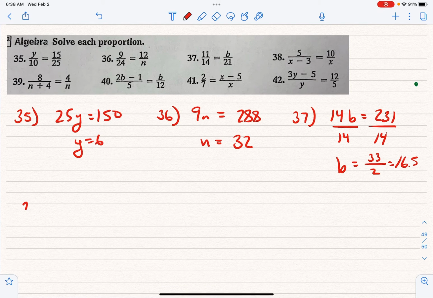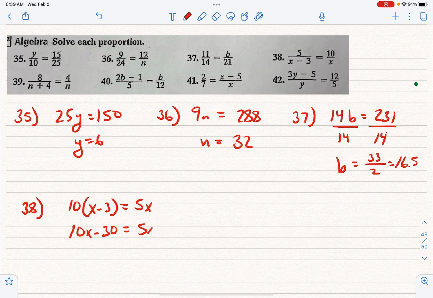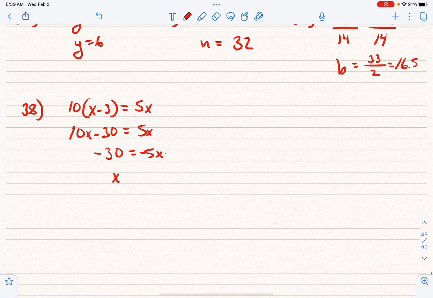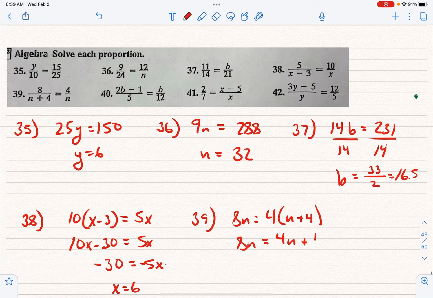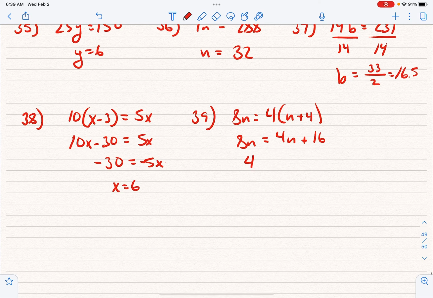All right. 38. Cross multiply, we get that 10 times x minus 3 is equal to 5x. So that gives me 10x minus 30 is equal to 5x. Subtract the 10x from both sides, we get negative 30 is equal to negative 5x. And then when you go ahead and divide, you get x is equal to 6. Okay? 39. Cross multiply, we get that 8n is equal to 4 times n plus 4. So that gives me 8n is equal to 4n plus 16. Subtract the 4n. 4n is equal to 16, so therefore n is equal to 4.